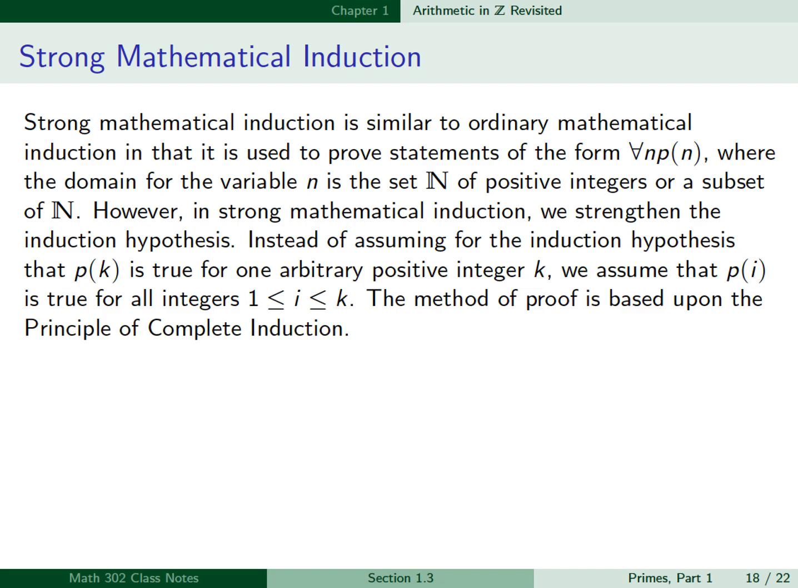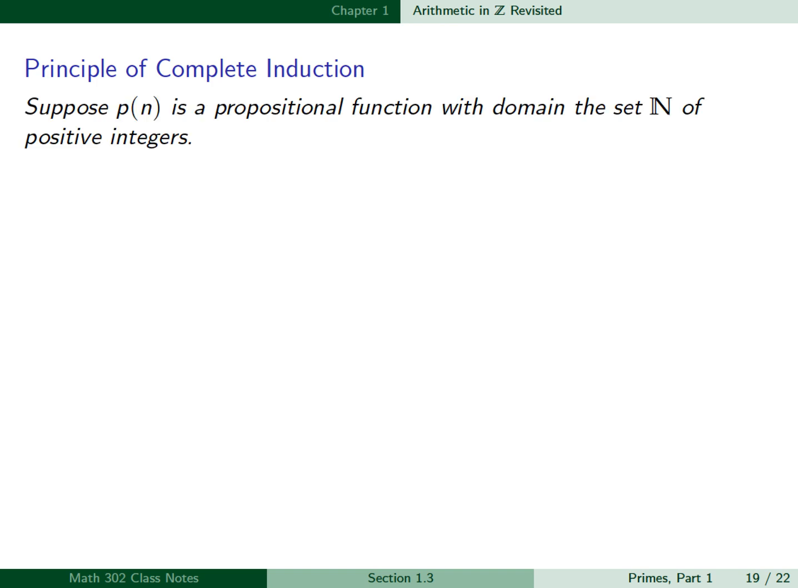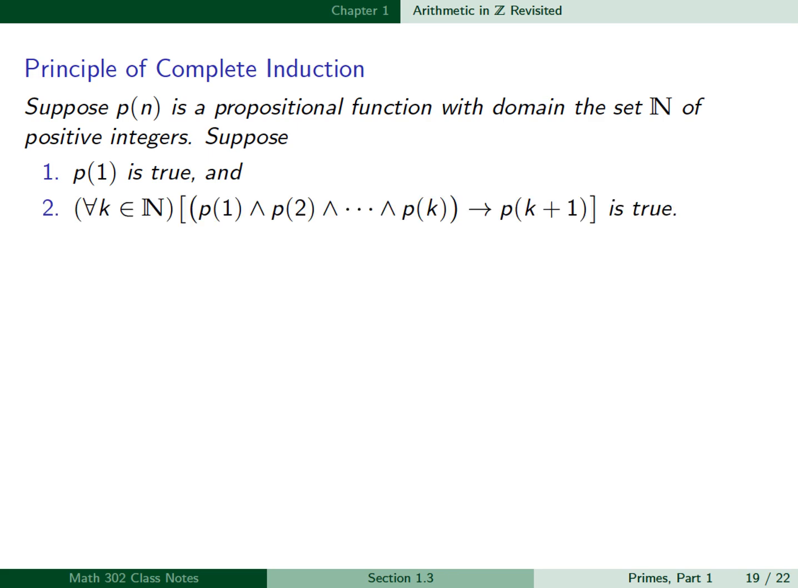Now the method of proof is based upon the principle of complete induction. So the principle of complete induction states, suppose P(n) is a propositional function with domain the set N of positive integers. Suppose 1, that P(1) is true, and 2, for all k in N, P(1) and P(2) and all the way down to P(k) implies P(k+1) is true. Then for all n in N, P(n) is true.